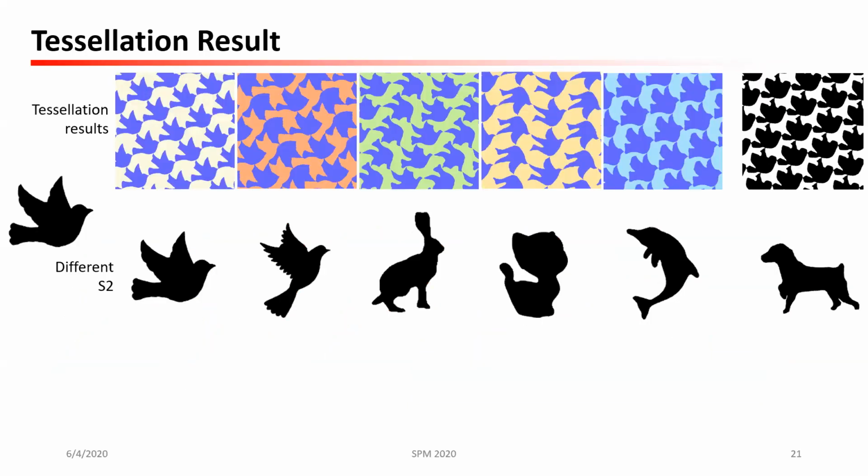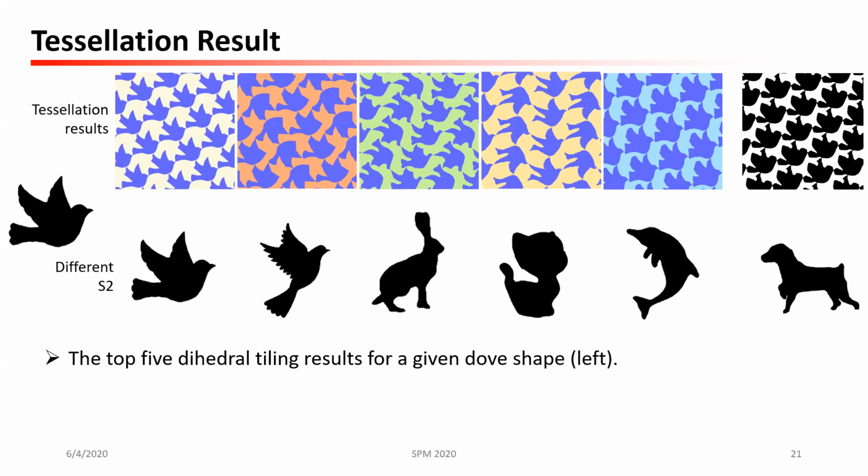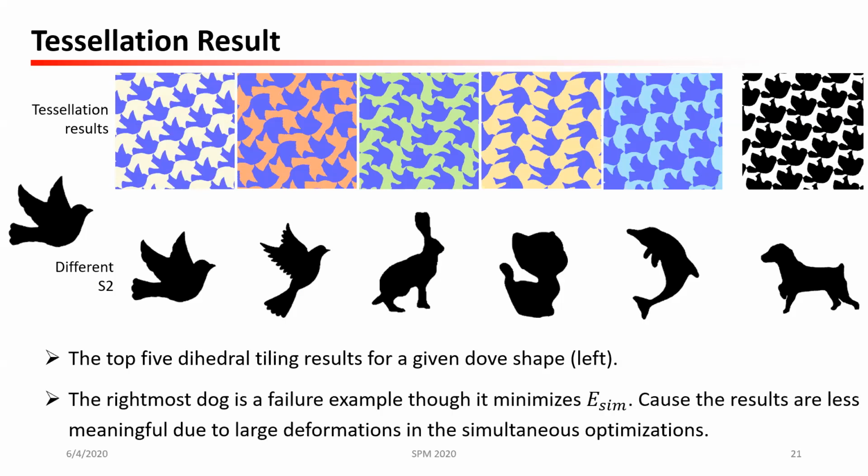Here are the tessellation results. Given a dove shape as input, our system generates the top 5 dihedral tiling results. The red-mouthed dog is a failure example; though it minimizes the energy, the result is less meaningful due to large deformations in the simultaneous optimization.